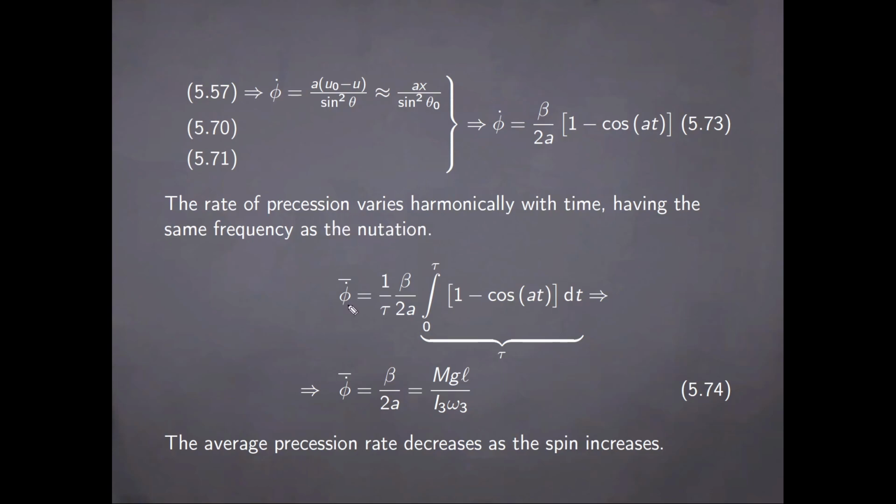And if we calculate its average over a period of the motion by the same formula that we have used several times before, we see that it's trivial to show that this integral reduces to just the period tau, so the average precession rate is given simply by the ratio of beta to twice the value of a. So in terms of more physical quantities, the ratio here. So the average precession rate decreases as the spin increases.